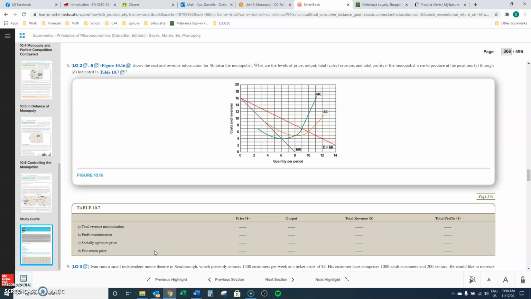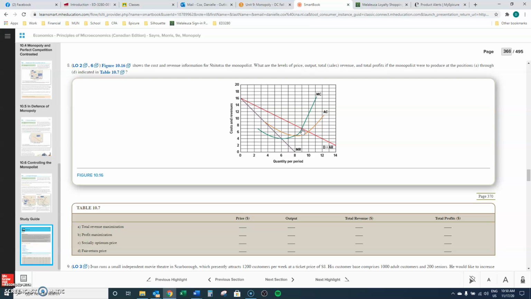Socially optimum price. That is going to be where your marginal cost hits the demand curve here. So right here, and that is at an output of 9. And you go up to the demand curve again, and a price of 7. Okay, so right here. So again, your revenue is going to be your price of 7 times your output of 9. So 63 is your revenue.